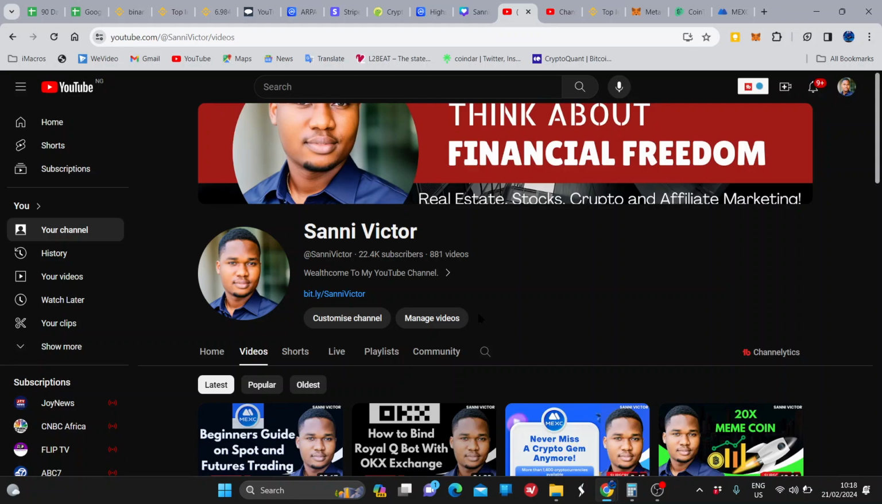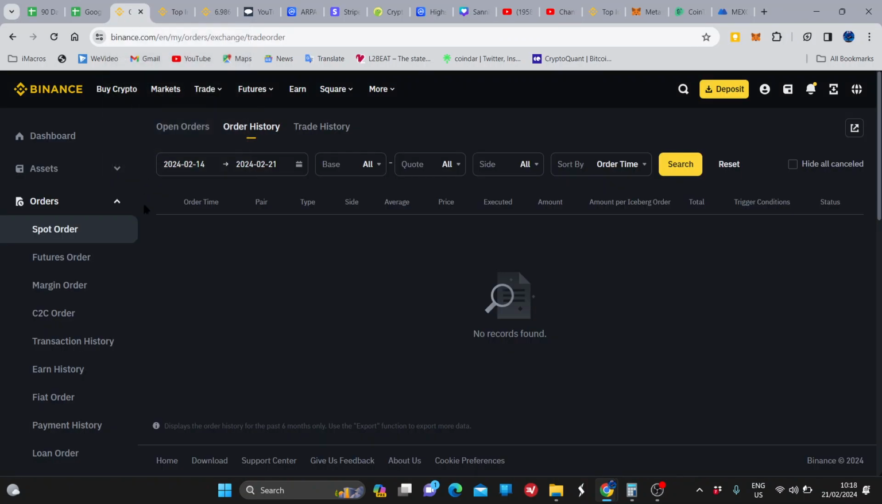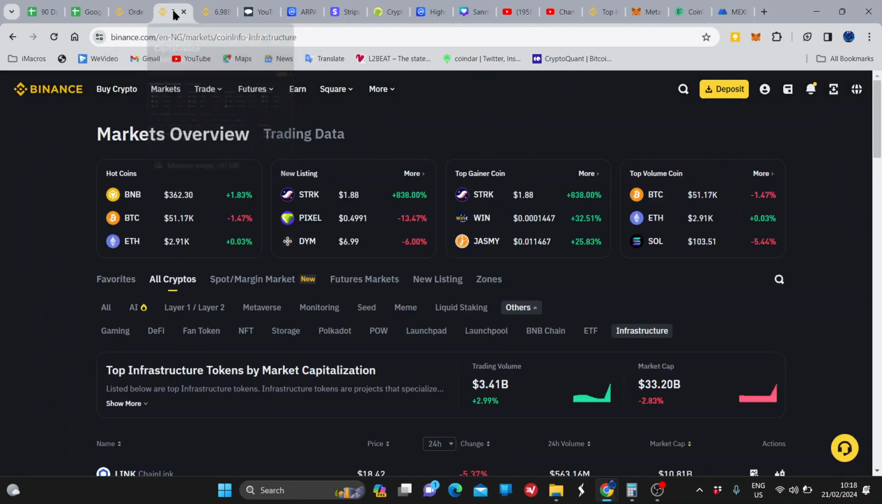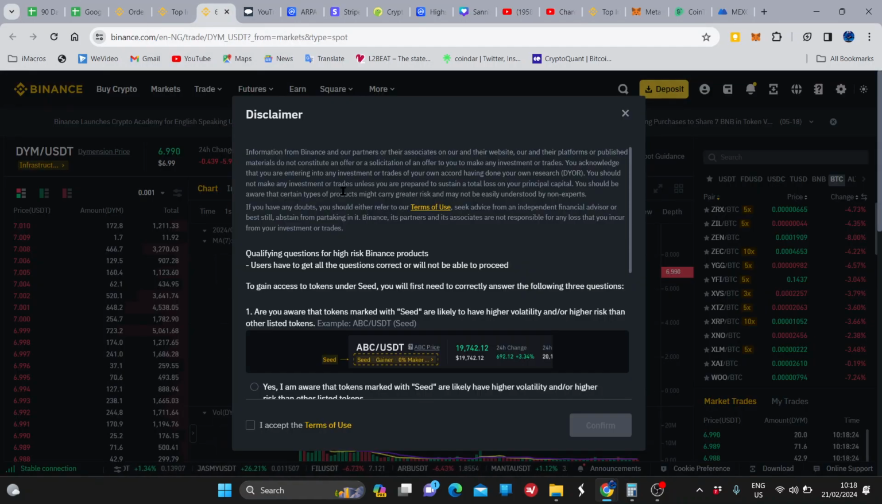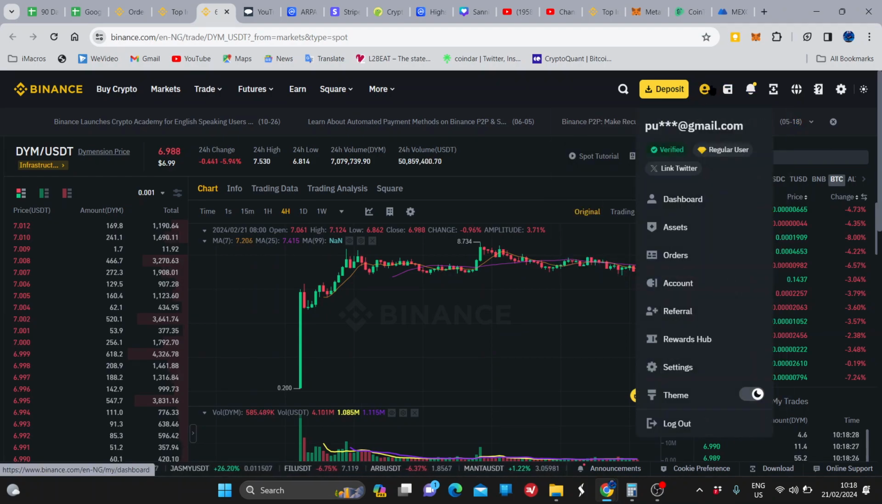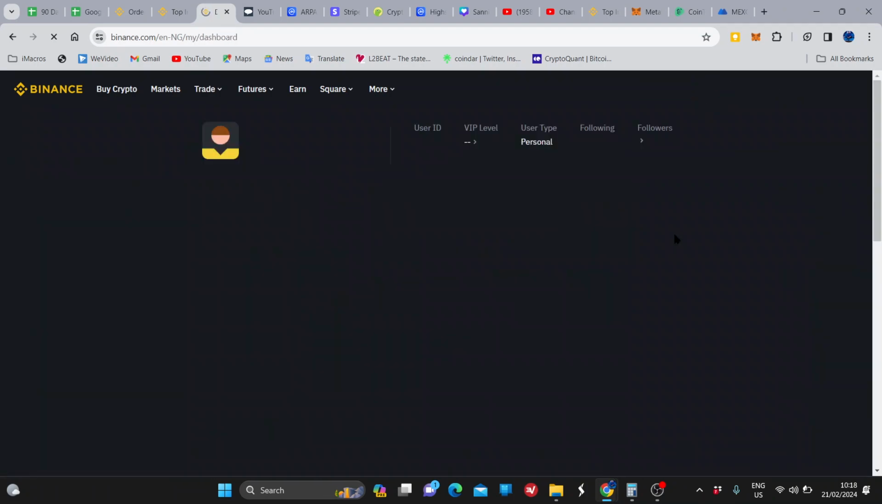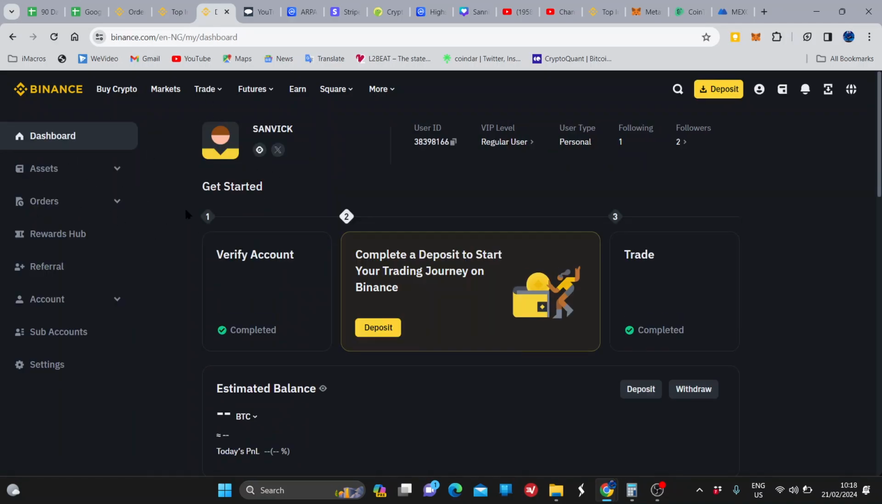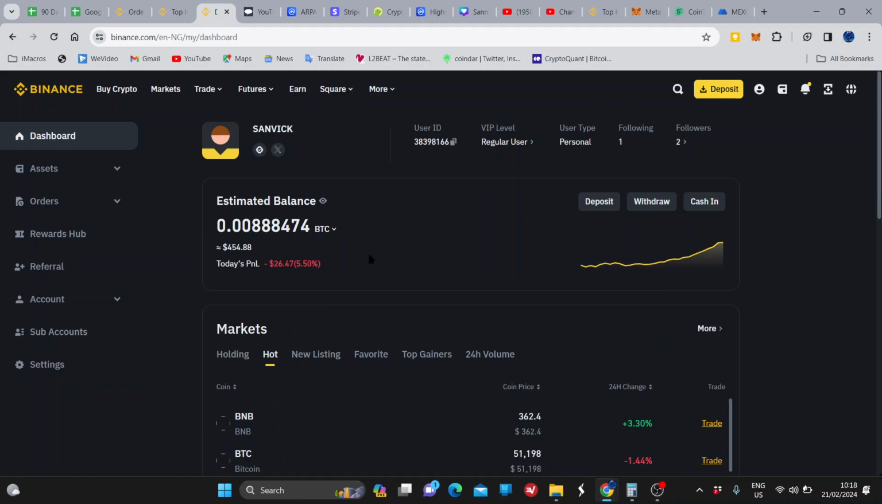Today we are going to be buying another meme coin, and it's going to be on a different exchange. Initially we have been using Binance, but this time around we are going to use another exchange. Feel free to use whatever crypto exchange you desire.